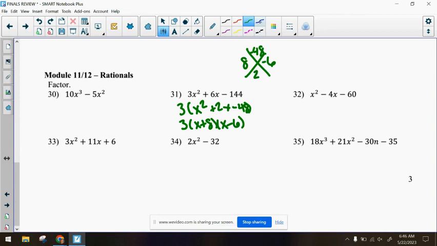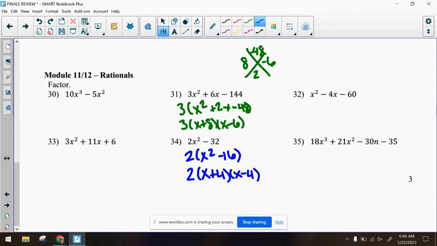I'm going to do number 34 as well. On number 34, I also have a GCF, which is 2. Left over is x squared minus 16. X squared minus 16, that's difference of squares factoring. So that factors into x plus 4 and x minus 4. Notice 4 is the square root of 16.